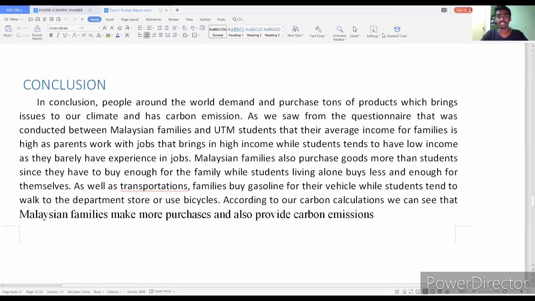As well as transportation, families buy gasoline for their vehicle while students tend to walk to the department store or use bicycles. According to our carbon calculations, we can see that Malaysian families make more purchases and also produce more carbon emissions.